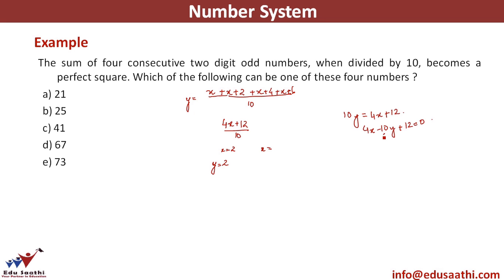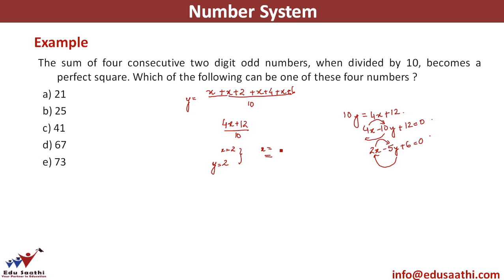So x and y would increase or decrease with the coefficient of the other variable. Once I've found the first value of x, the next value of x would be found by looking at the coefficient of the other variable in the simplest term. Now here it is not in the simplest term because I can take 2 common and cancel it out. So if I take 2 common, it will be 2x minus 5y plus 6 equal to 0. So now x will increase by 5 and y will increase by 2.